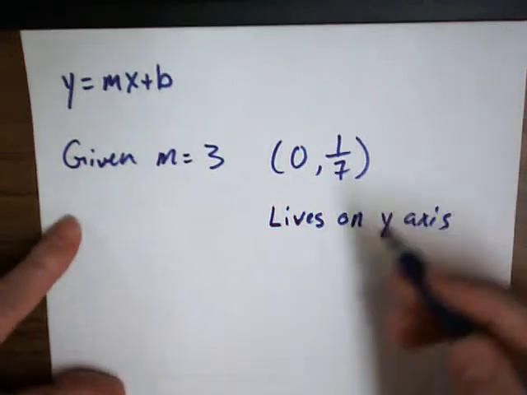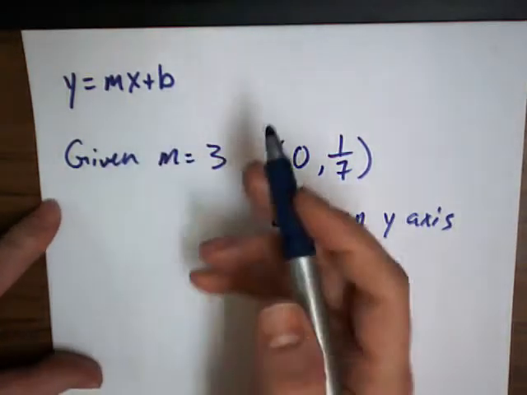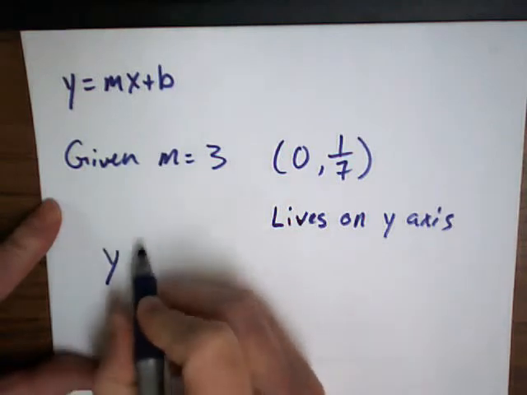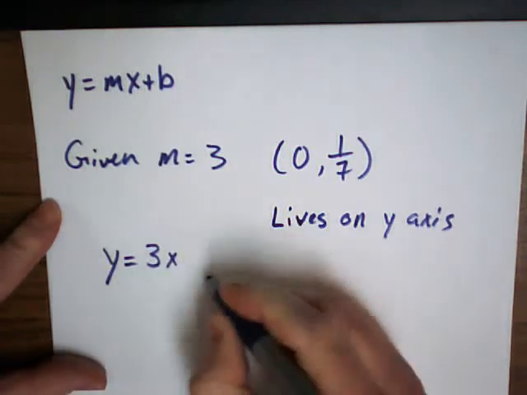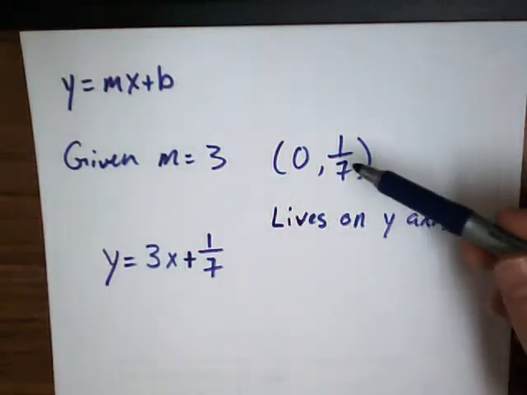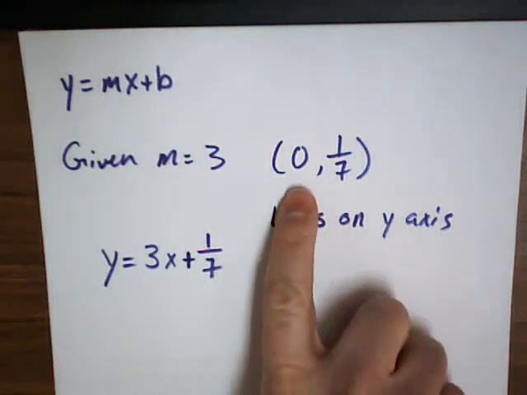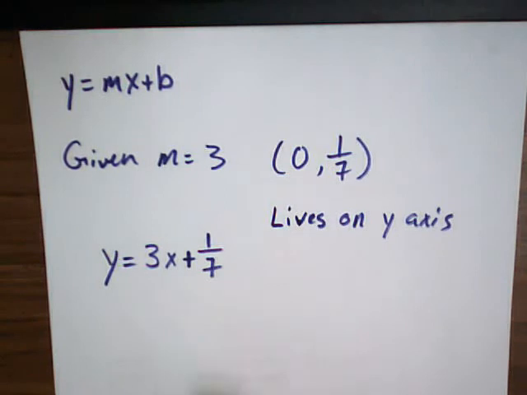So this is kind of neat because you've got the slope and they give you the y-intercept. So all you've got to do is plug it in there. And I say plus 1/7, that's a positive 1/7. So if you can notice that that's the y-intercept, that's all you've got to do. Just plug it right in there.